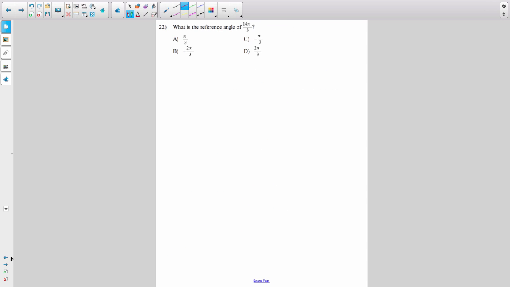Reference angles. Very important to remember this. Reference angles. Couple of notes for you. Ready? Reference angles. Okay. Always positive.